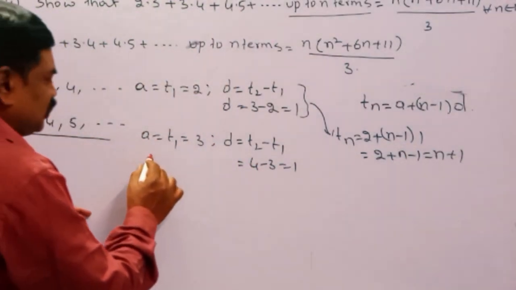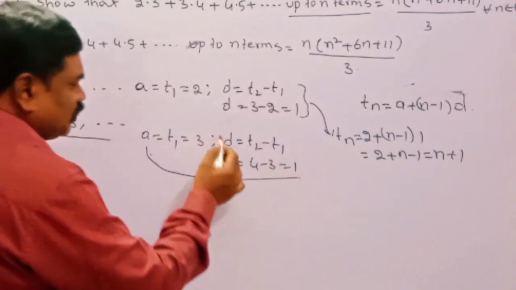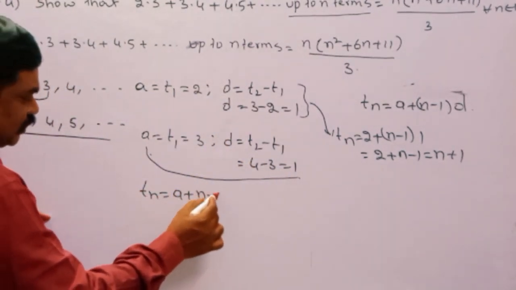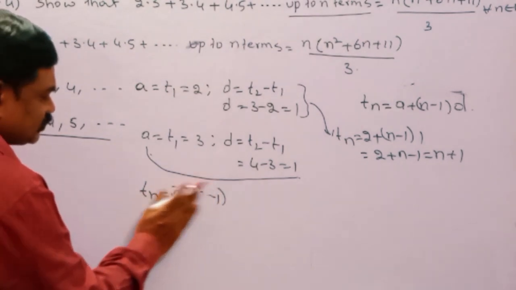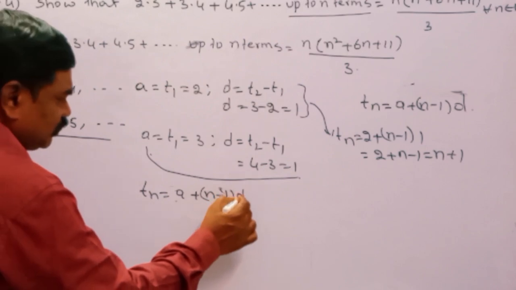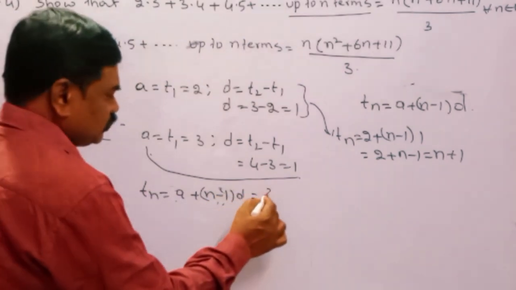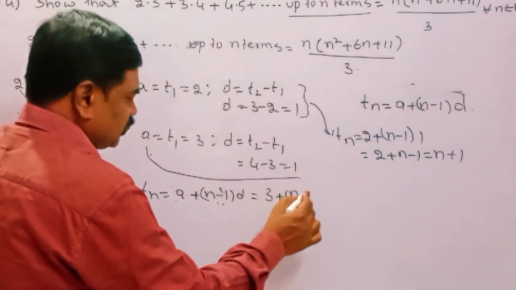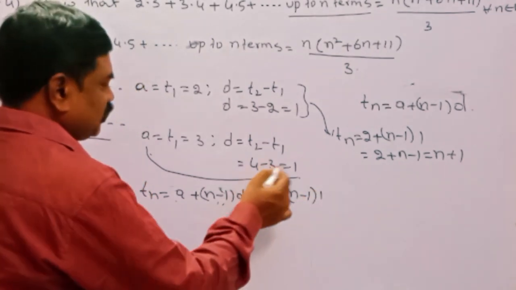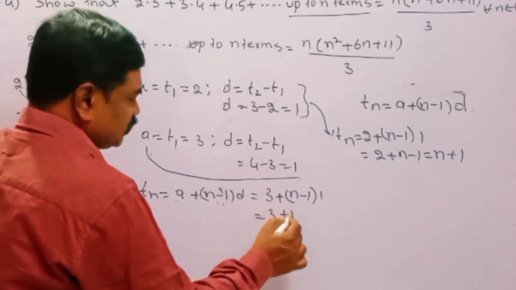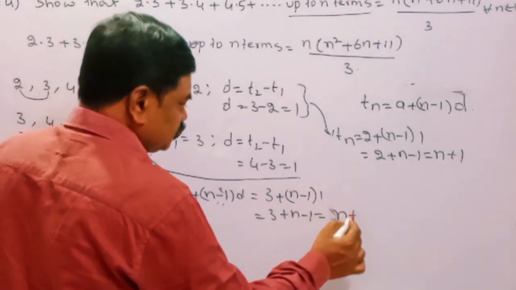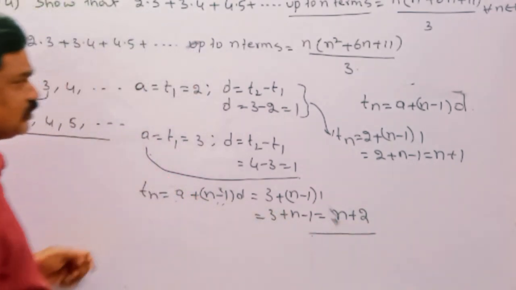And from the other series, a is equal to t1 is equal to 3, d is equal to t2 minus t1 is equal to 4 minus 3 is equal to 1. Tn is equal to a plus n minus 1 into d is equal to 3 plus n minus 1 into 1, which is n plus 2.